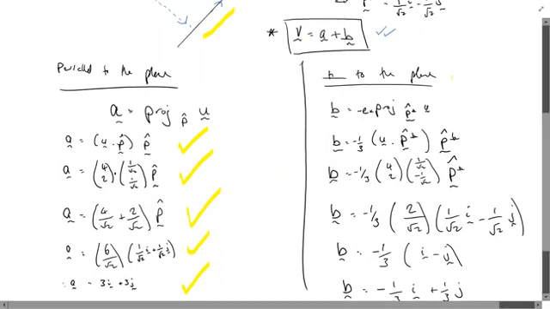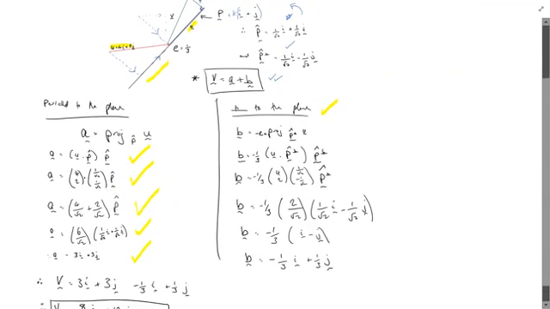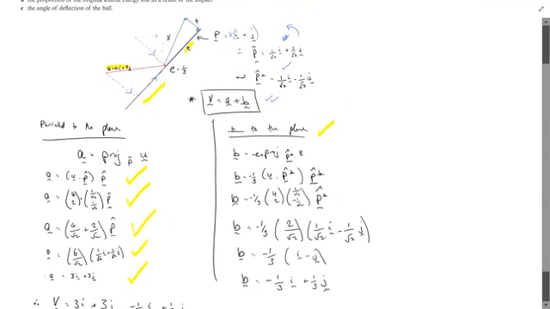Working perpendicular to the plane, what I'm going to get is that the component b will be minus e times the projection of u into the direction of this perpendicular unit vector.